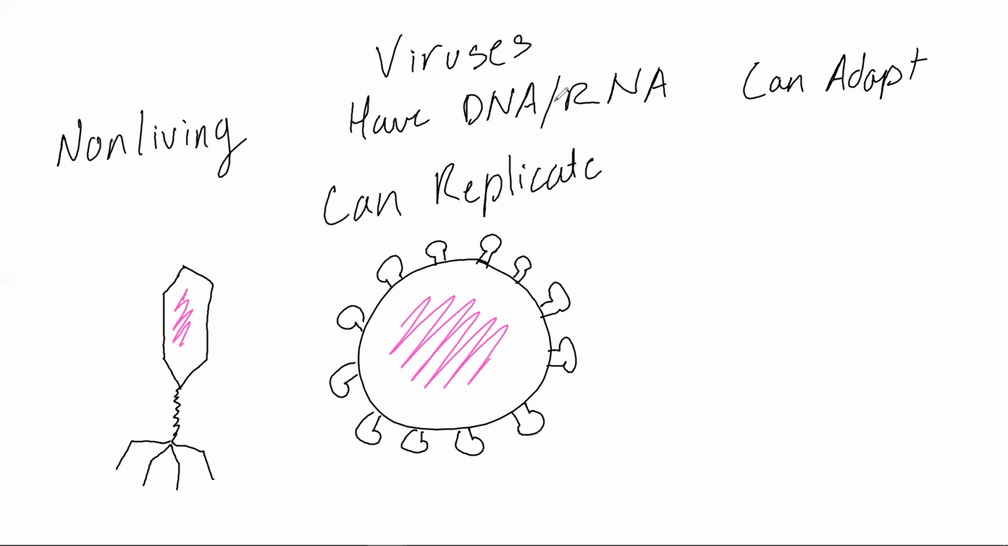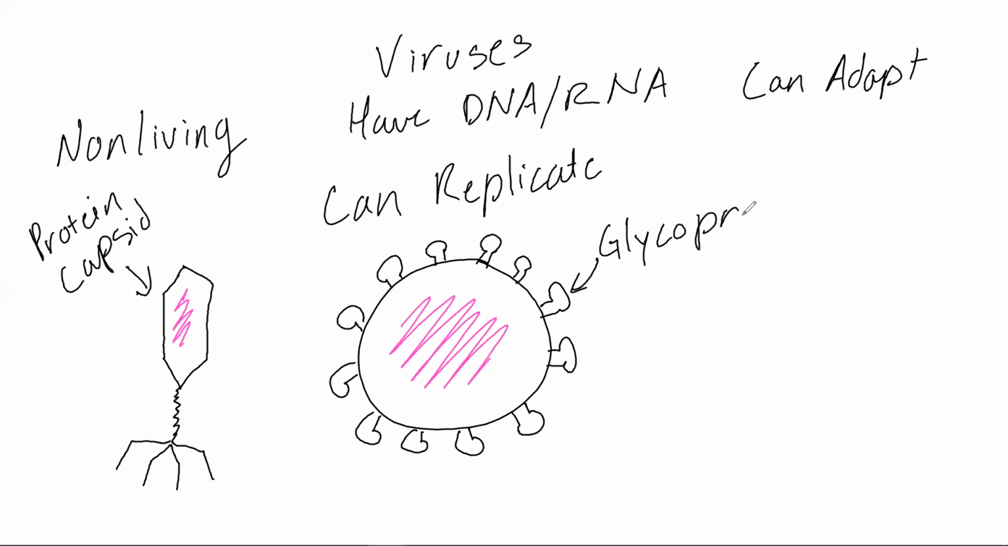Remember, the bacteriophage has a protein capsid, which is its neat little head. And these receptors on these more circular brain-shaped viruses are called glycoproteins. And those glycoproteins allow it to invade a host cell and start replicating. And so, next point about viruses.